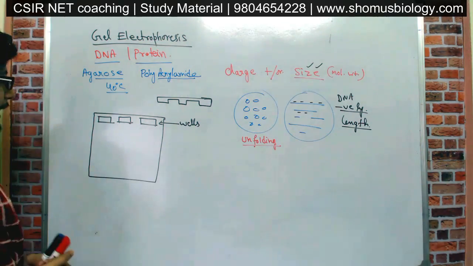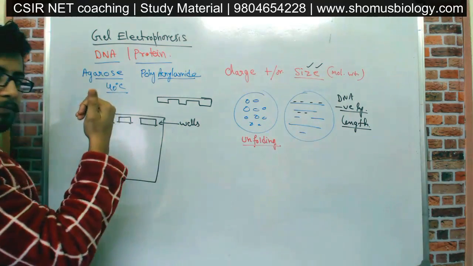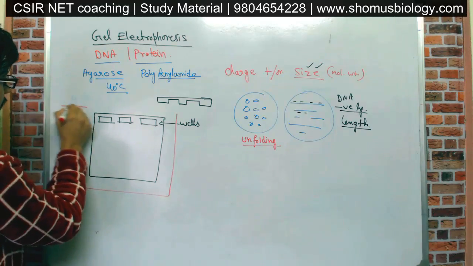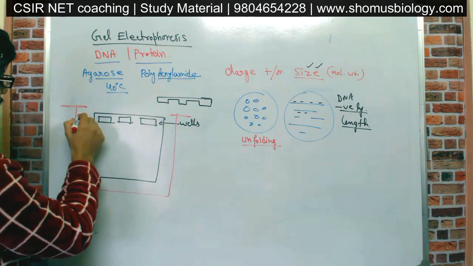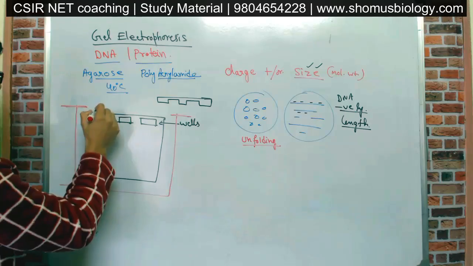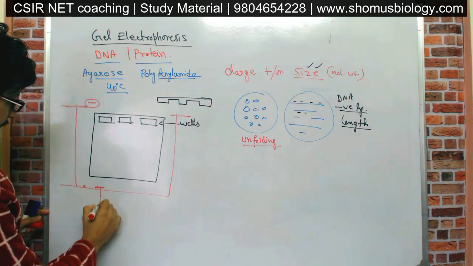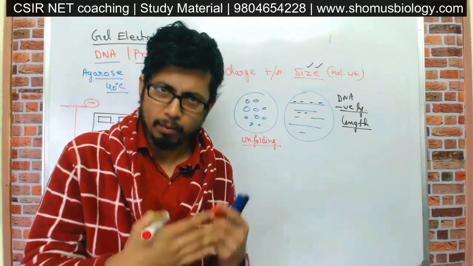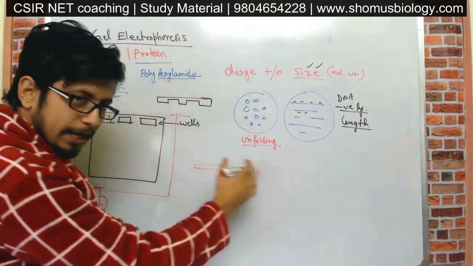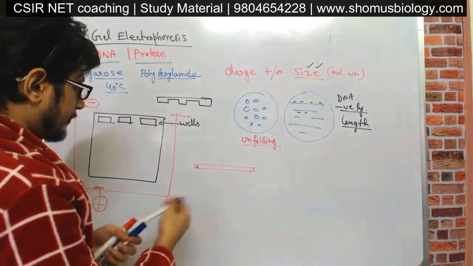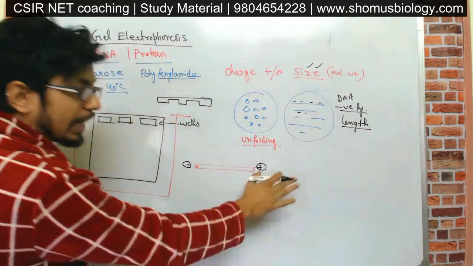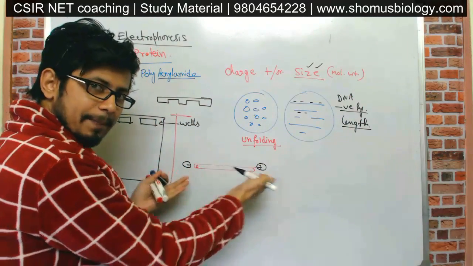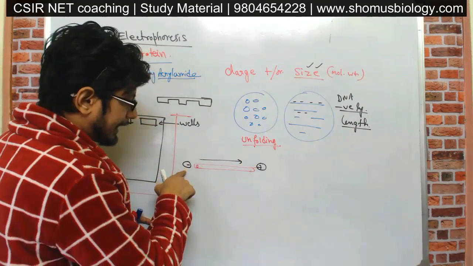So wells are created, and once the gel is solidified, we put this gel under a chamber, and this chamber is connected with electrodes. Remember that, okay? One here and one on this side. So let's say on this side the electrode is negatively charged, on this side the electrode is positively charged. Here we are talking about a gel which is placed like this vertically, okay? In some other occasions, most of the time actually, the chamber is placed horizontally, and let's say this is where the well is present, and this is negatively charged, this is positively charged. This is known as horizontal gel electrophoresis, where the electrophoresis chamber is lying in the horizontal plane. And the direction of movement will be horizontal from the negative side to the positive side.